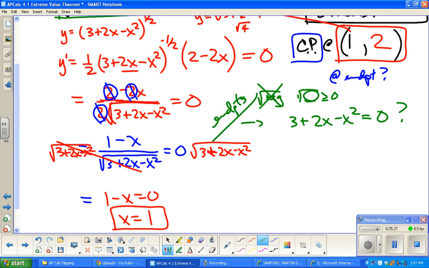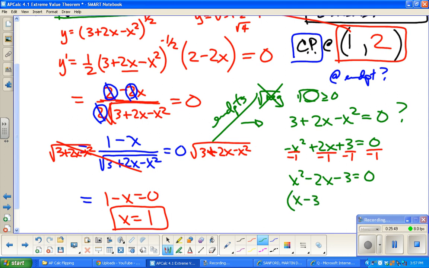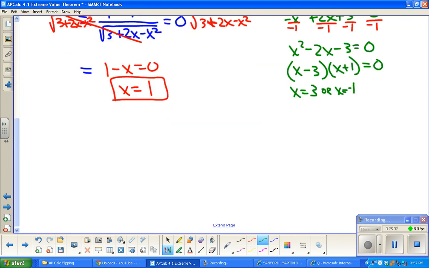This is all Algebra 2 and pre-calc coming back. So this is really negative x squared plus 2x plus 3 equals 0. I am not a fan of negative leading coefficients, so I'm going to multiply through by negative 1. So this is x squared minus 2x minus 3 equals 0. I think that's something I can factor. So the endpoints of this are 3 and negative 1.